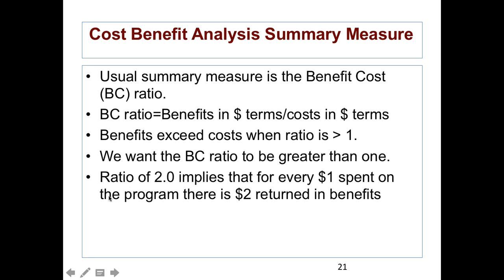We don't gain anything. A ratio of 2 means that for every $1 spent on the program, there is a $2 return on investment. So this seems very good, unless we have another project where the return on investment is $3. Therefore, we have to choose the other project. So it depends on which project has the highest return on investment or return in benefit.